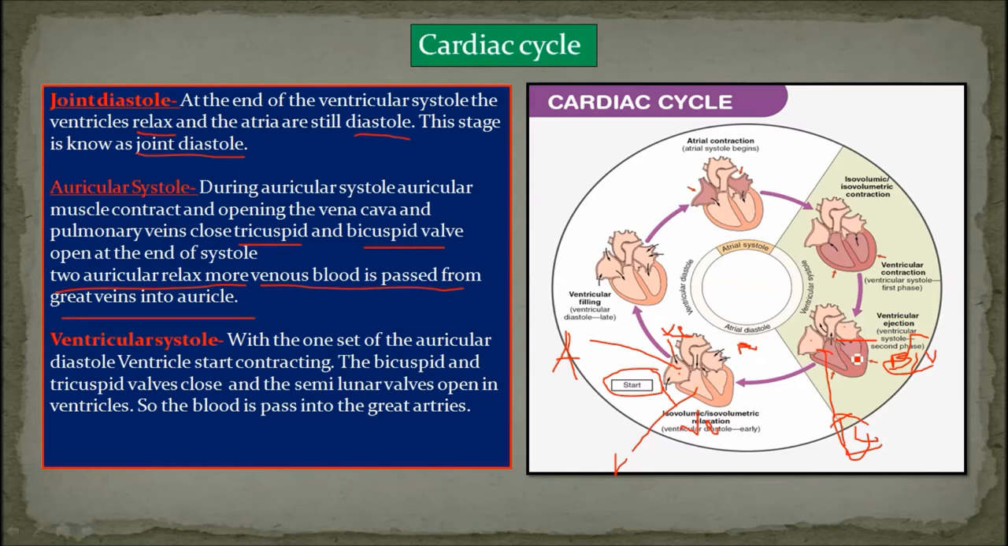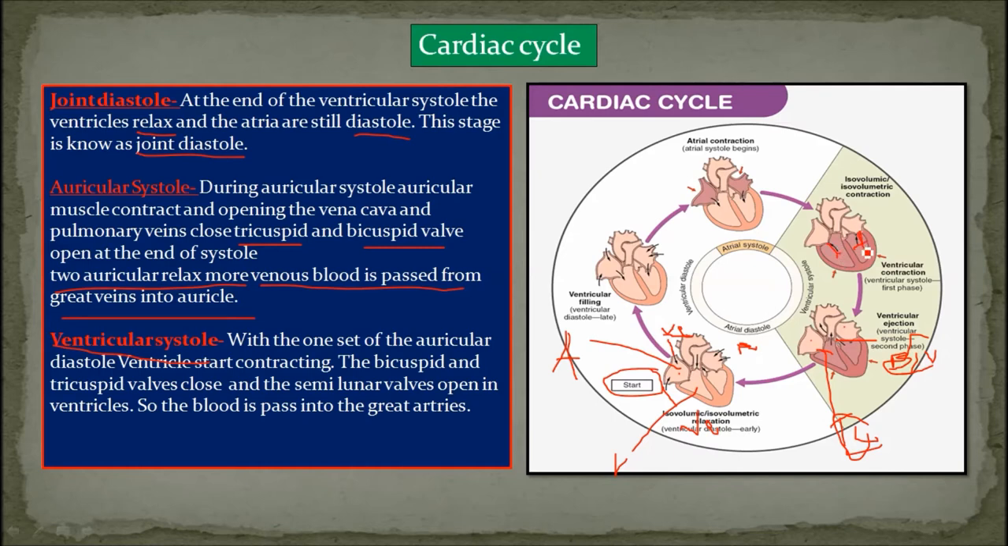And the second phase is the ventricular systole. Before the ventricular systole, the ventricles are in diastole, the relaxed phase, and they are filled up. This is the third picture you have seen. When the blood comes over there, these black arrows tell us these are the two valves, the bicuspid and the tricuspid. These are open and allow the blood to enter into the ventricles.